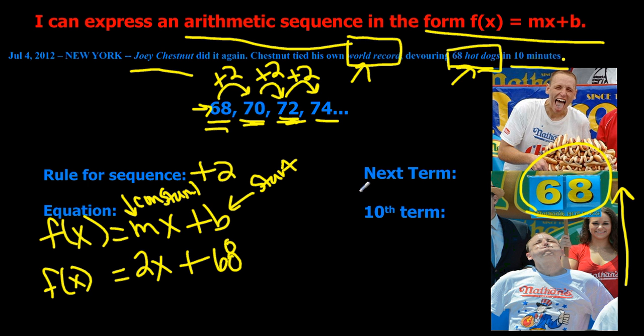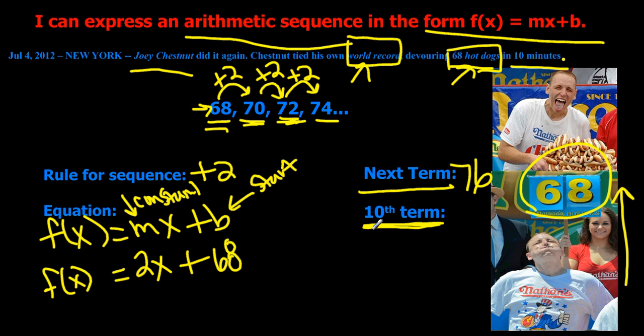And then I could think about what my next term in my sequence would be, and I don't really need my equation so much for that because I know I'm always going up by 2, so it goes 68, 70, 72, 74, and that would be 76. But to find my 10th term, that one I might need to use my equation.